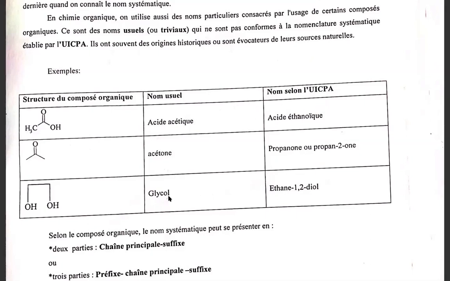Then we have glycol, which is a diol. A diol is an alcohol with 2 alcohol functions. There are 2. The di here simply shows that there are 2 hydroxyl functions.